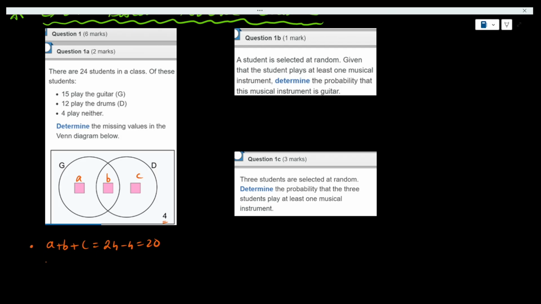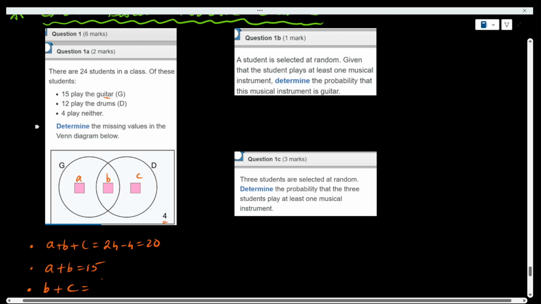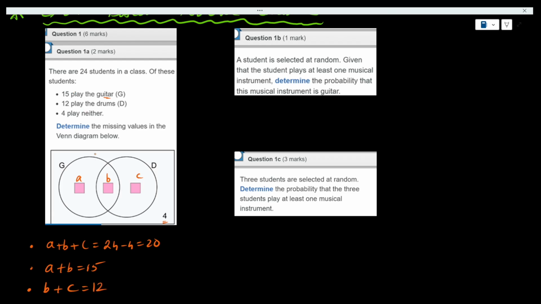Now in the second equation, 15 students play guitar, right? So A plus B is 15. Now the third one is B plus C, because 12 students are going to play drums. Please do not write down 15 here and 12 here, because what will happen, this is already adding up to 31, which is not right. That's the common mistake. So always get it here. You know that A plus B together is 15.